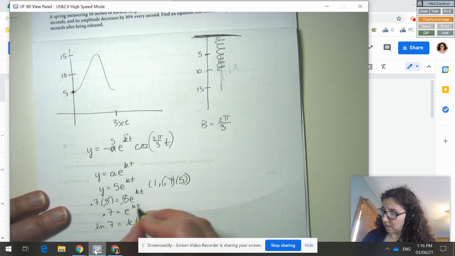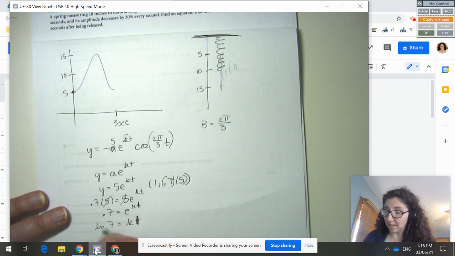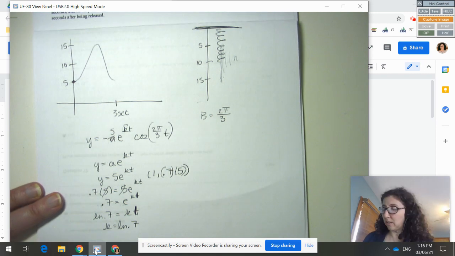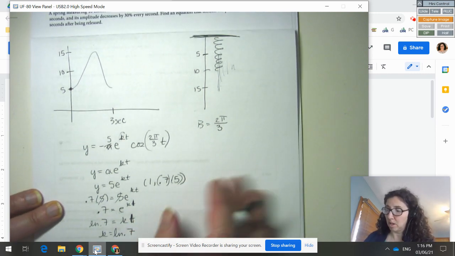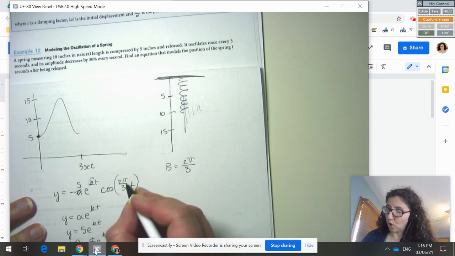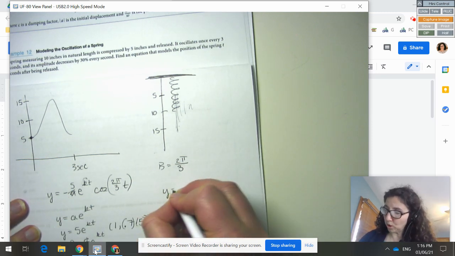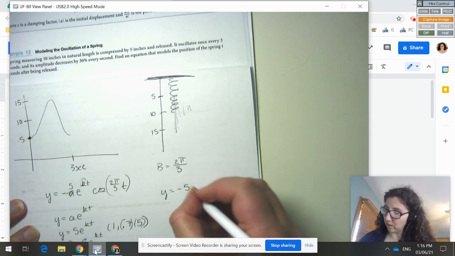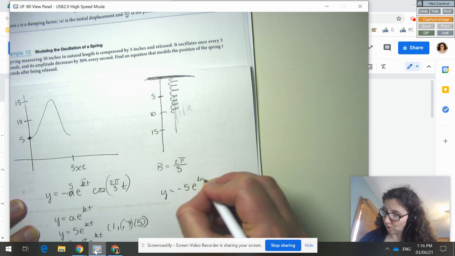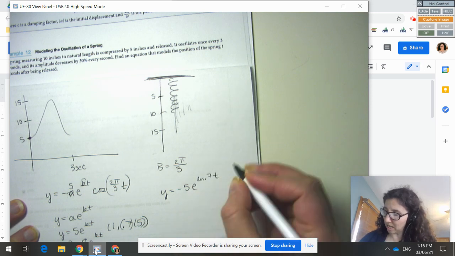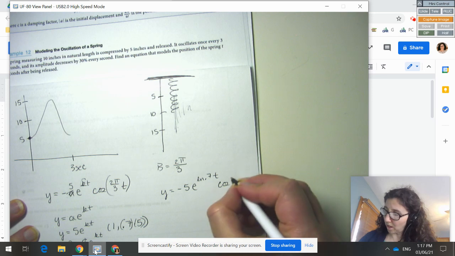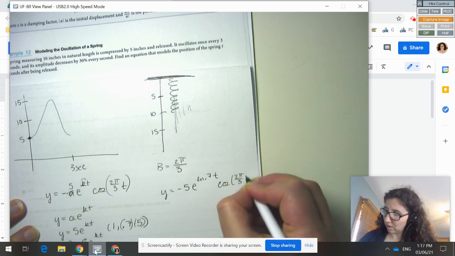Oh, and we forgot to put in t. T is 1. So k is the natural log of 0.7. We can find out that number by putting it in our calculator, or we can just leave it like this. So we go back to our original equation. It's going to look like y equals minus 5 e to the natural log of 0.7 times t times cosine of 2 pi thirds times t.